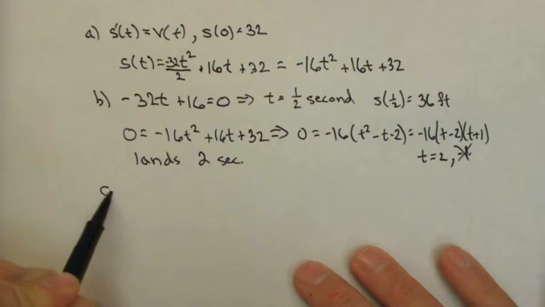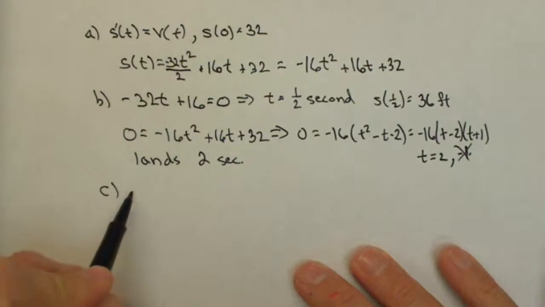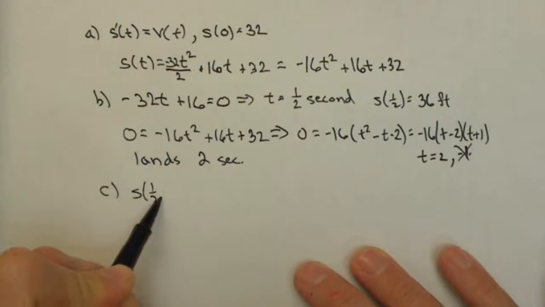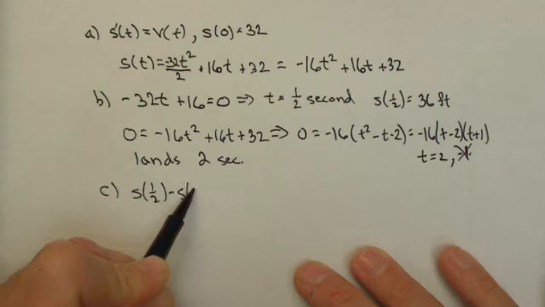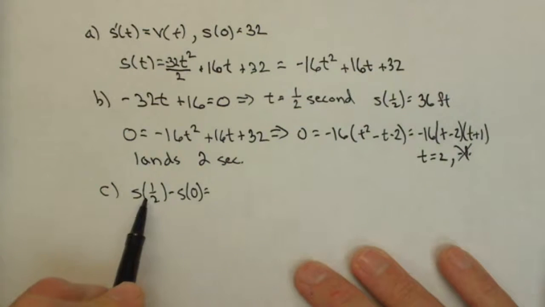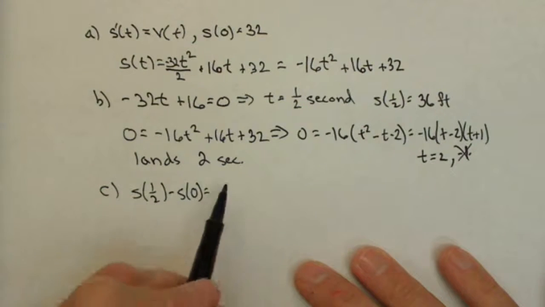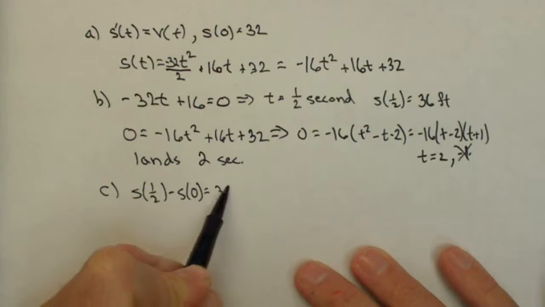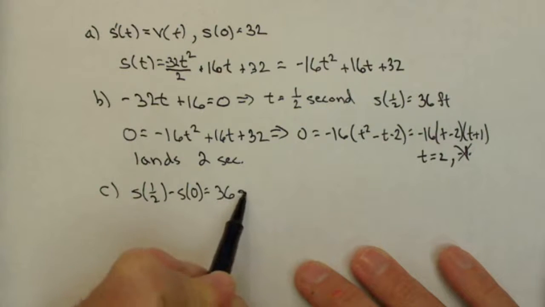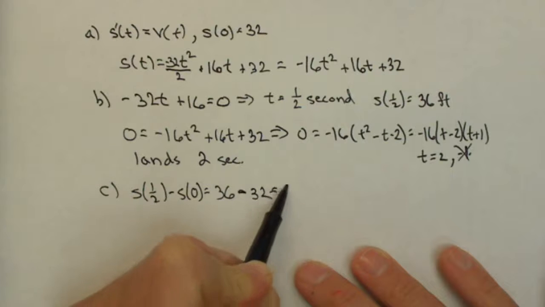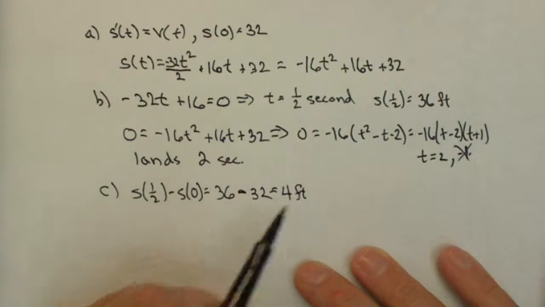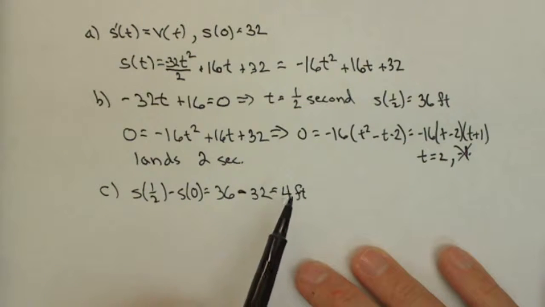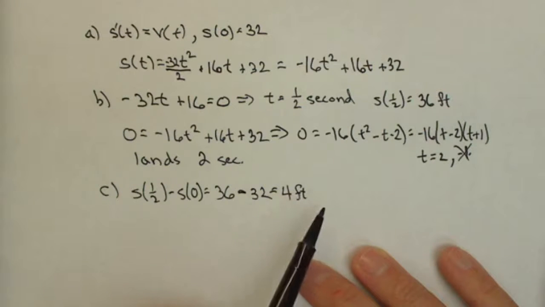Now part C asks us to look at a couple differences. For instance, s of 1/2 minus s of 0. s of 1/2 is the height at 1/2 second, so that's 36, and s of 0 is the height at 0 seconds, 32, which comes out to be 4 feet. That means from the time it was thrown, the water balloon traveled 4 feet upwards before it started coming back down.